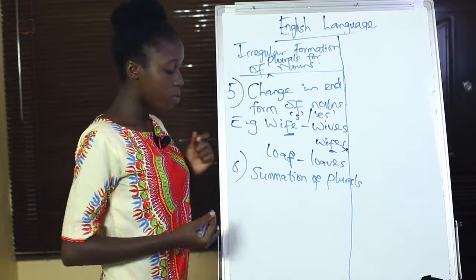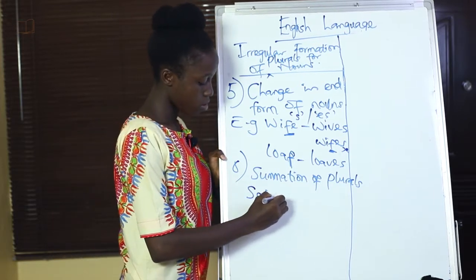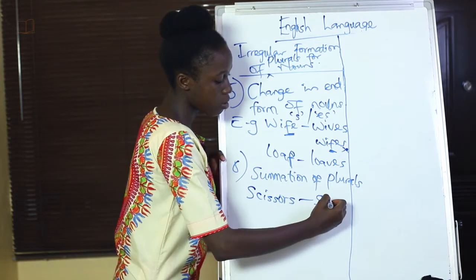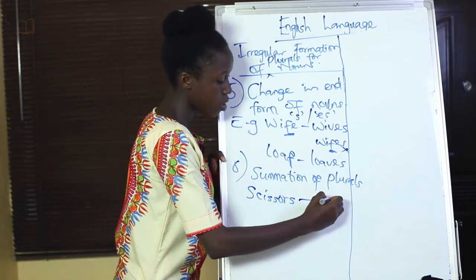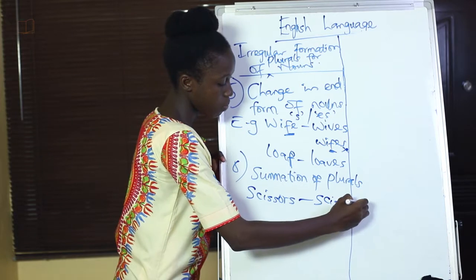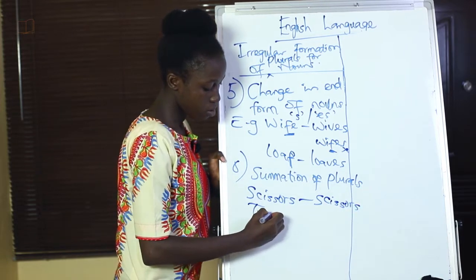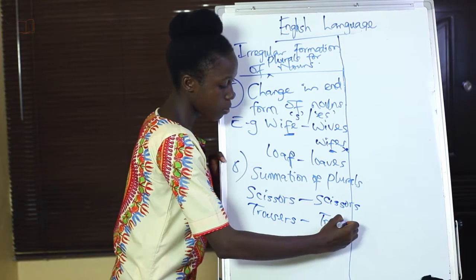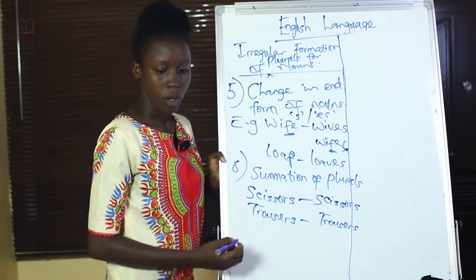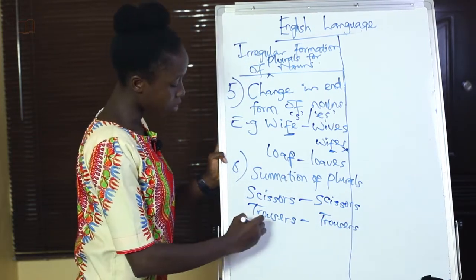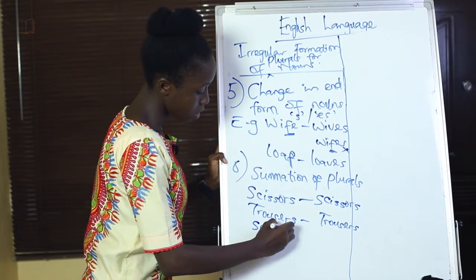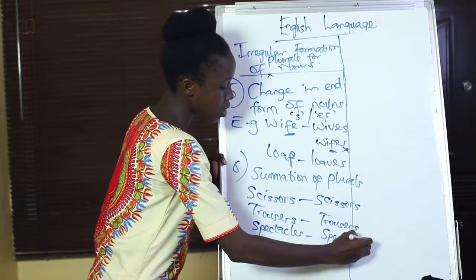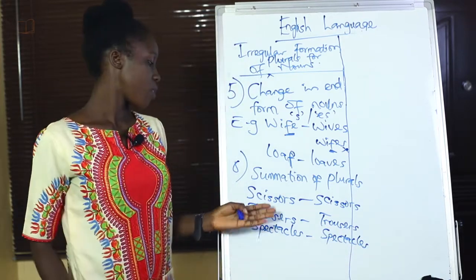For example, we have scissors. For this, the plural form is still scissors. Trousers is trousers for the plural form. We have spectacles. Spectacles is still spectacles.